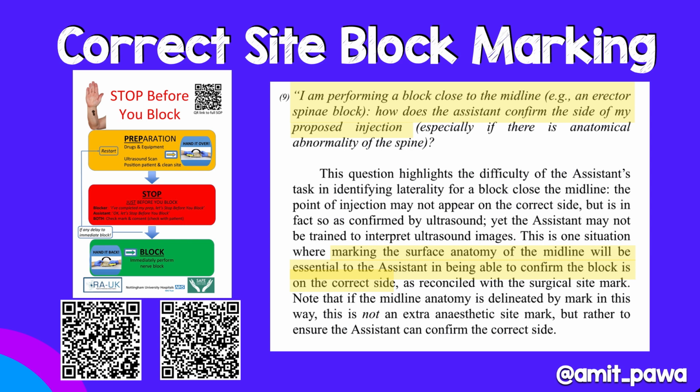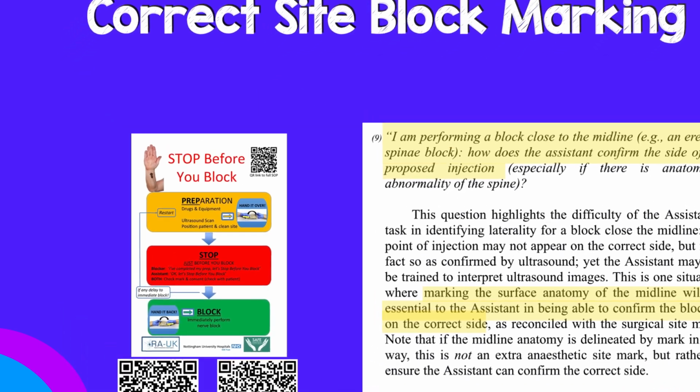Now what the Prep Stop Block guidance said was that we're not supposed to add an additional mark for the anaesthetic block except if the block is near the midline at the back. So the erector spinae plane block would be the only time when this guidance says actually you can put a separate mark to indicate the laterality, and the reason for that is your assistant or the person who you're corroborating the block site with needs to have some reference point to check that you're blocking the correct side. So I wanted to point that out here.